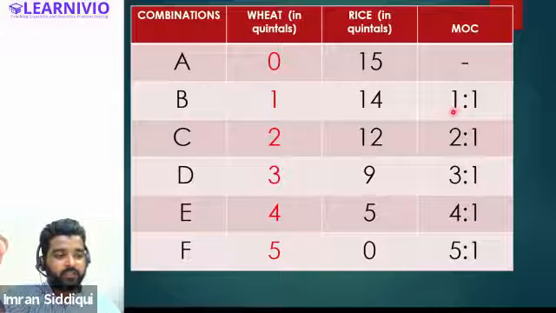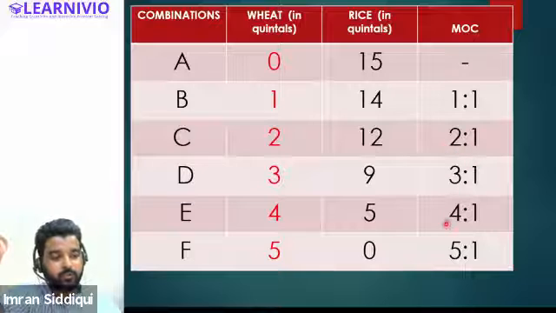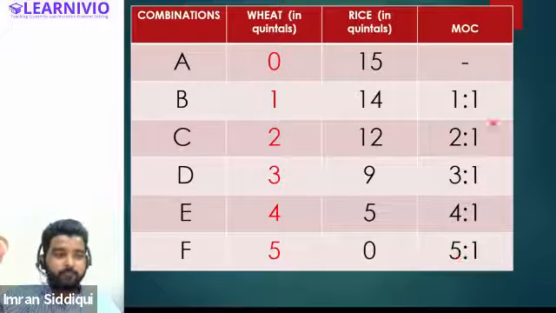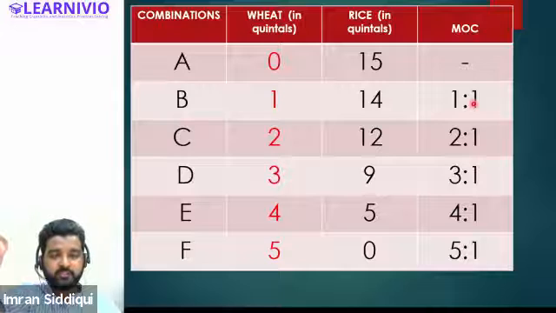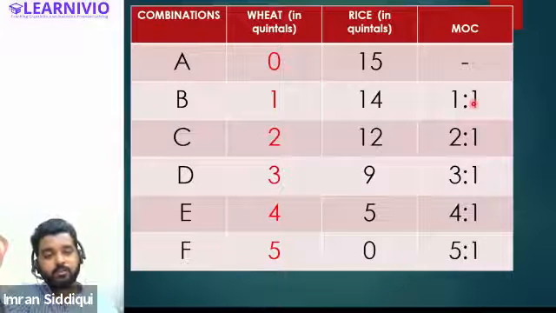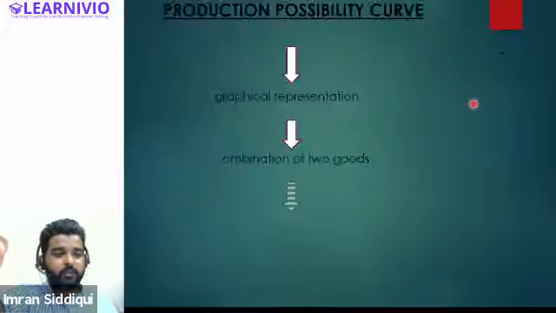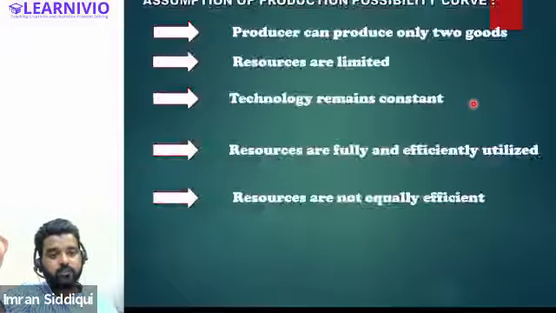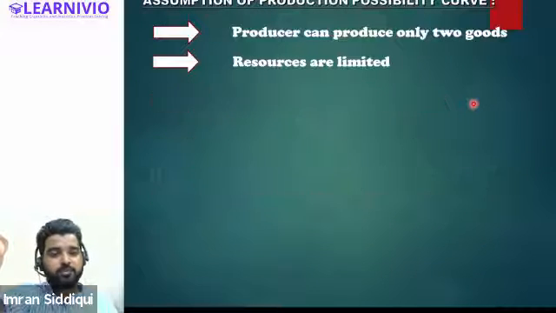Initially he sacrificed only 1 for 1, then he's sacrificing 2 for 1, 3 for 1, 4 for 1, and 5 for 1. So every time the marginal opportunity cost is increasing. Why? Because resources are not equally efficient. So these are the 5 assumptions.